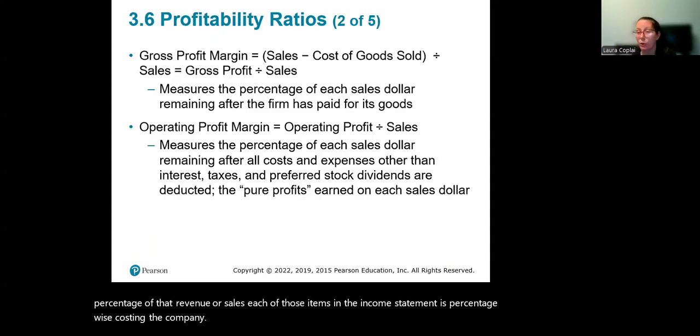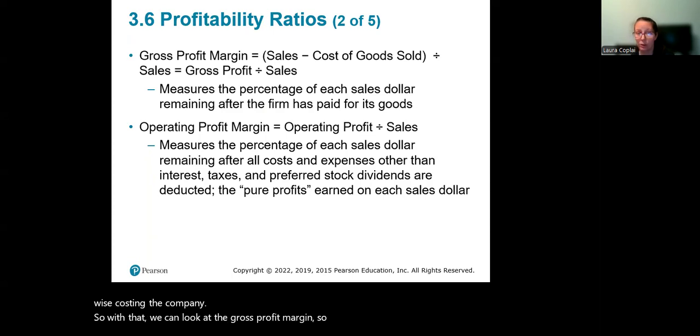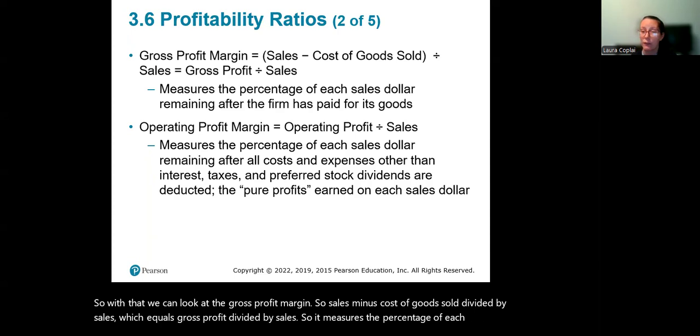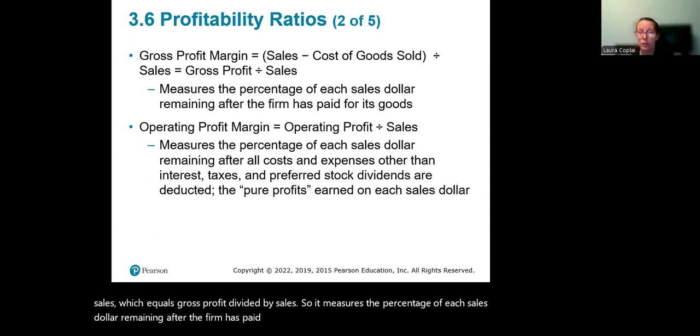So with that, we can look at the gross profit margin. Sales minus cost of goods sold divided by sales, which equals gross profit divided by sales. It measures the percentage of each sales dollar remaining after the firm has paid for its goods. We also need to take a look at the operating profit margin, which is the operating profit divided by sales.